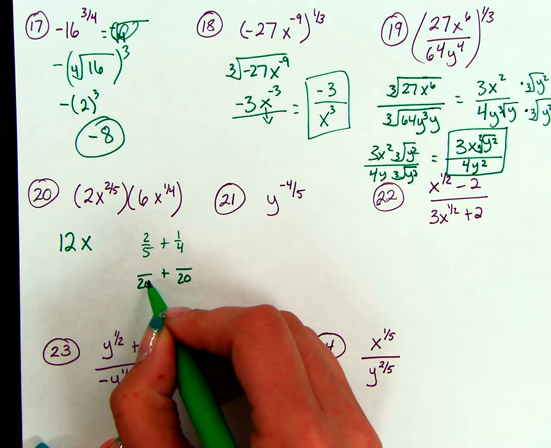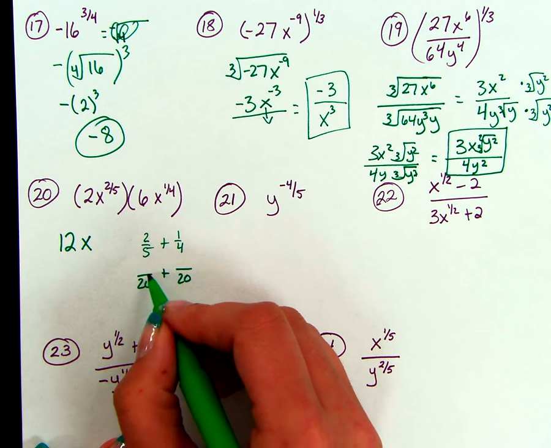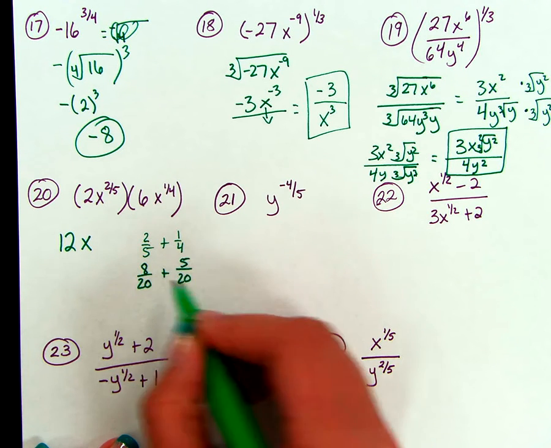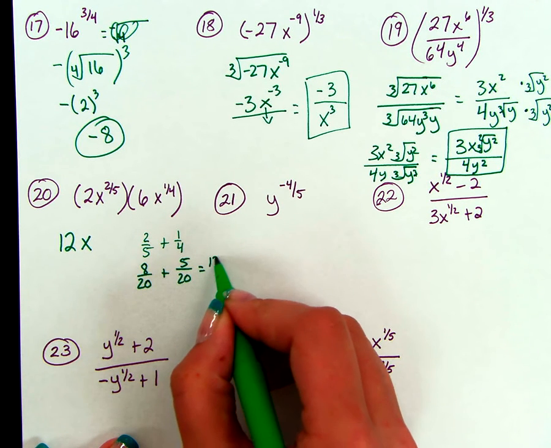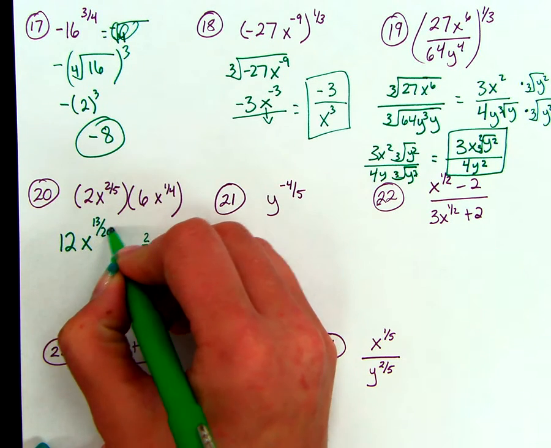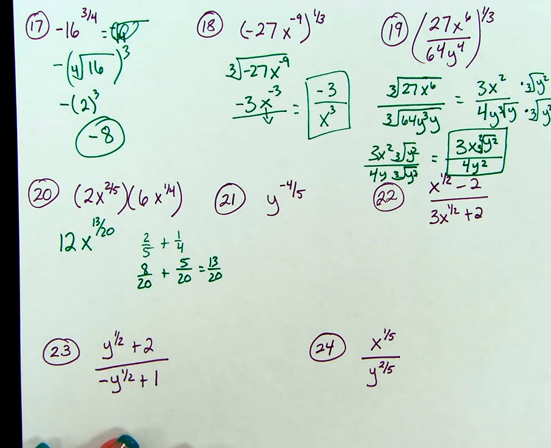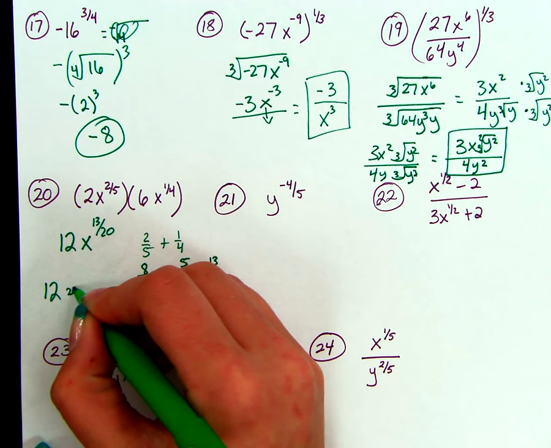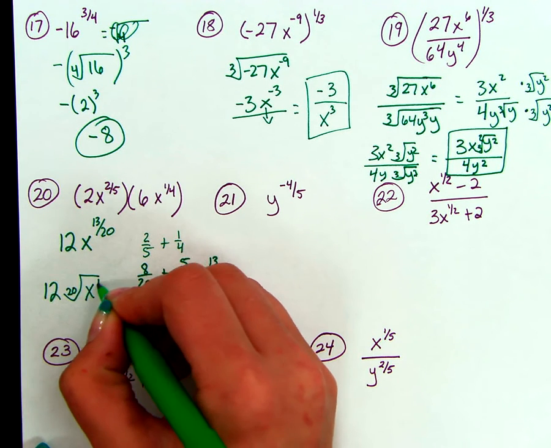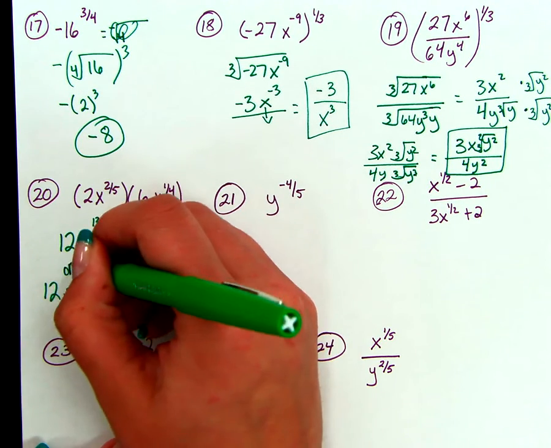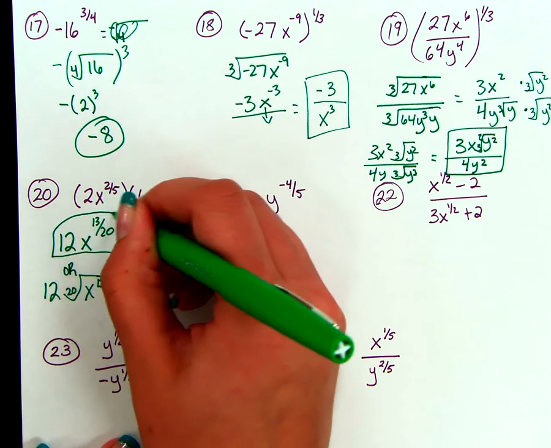So for this one, we would have multiplied by 4, so this will be 8, multiplied by 5. 8 plus 5 is going to give us 13 over 20. So x to the 13/20ths. And we can't simplify that, because even if we switch forms, this would be 12 times the 20th root of x to the 13th power. So that can't be reduced. So either one of these answers would be acceptable.